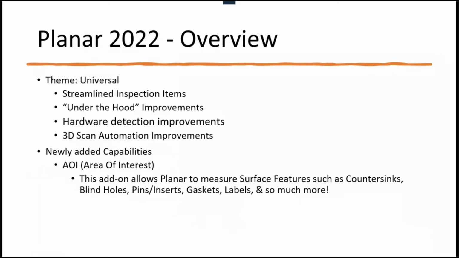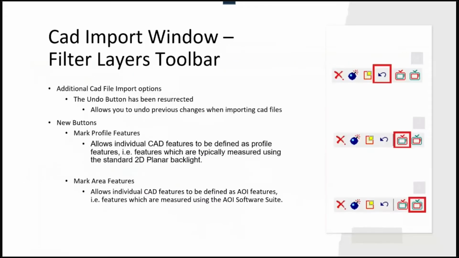All right, the first way you'd start off is by opening up a planar file. Let's look at the CAD import window and the difference on the filter layers toolbar. As you see on the right-hand side, you'll see 3 extra icons that you're not used to seeing. The first one is the undo button.